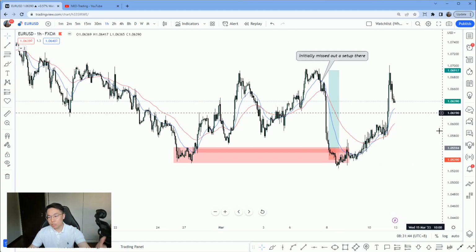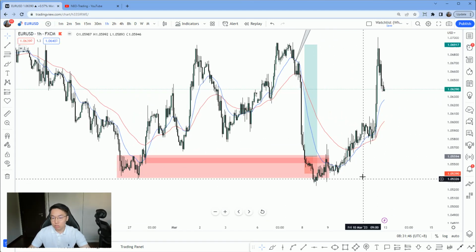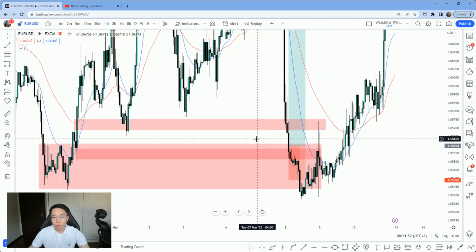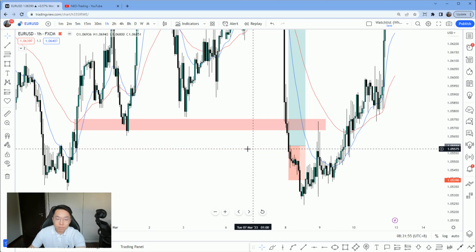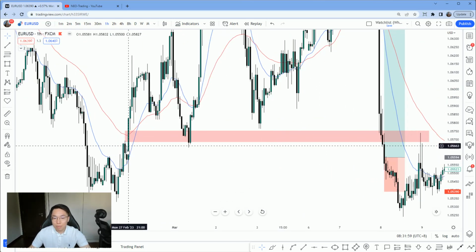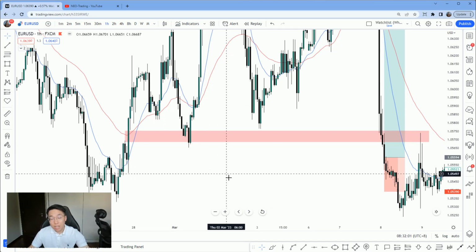Fair value gap is basically just, I can't even explain it. So if I look at the chart here, if you were to trade into every fair value gap, you would have taken a trade here. For some of you who don't know what a fair value gap is, let me quickly explain it to you. It's basically just a gap created by a strong displacement candle.